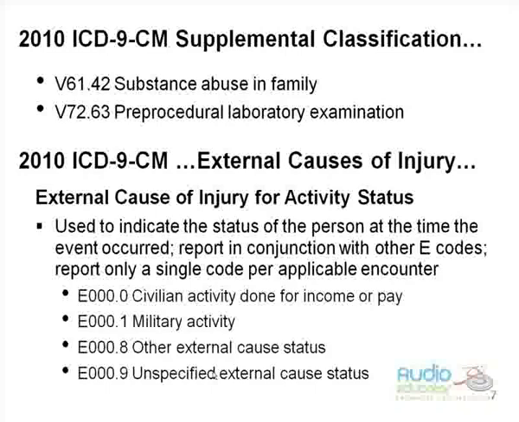Our first section is internal cause of injury for activity status, and it's really to indicate the status of the person at the time. So was the person on military activity? Is the person a civilian doing an activity for income and pay? This is going to be only a single code per applicable encounter. We would not be reporting more than one of these.